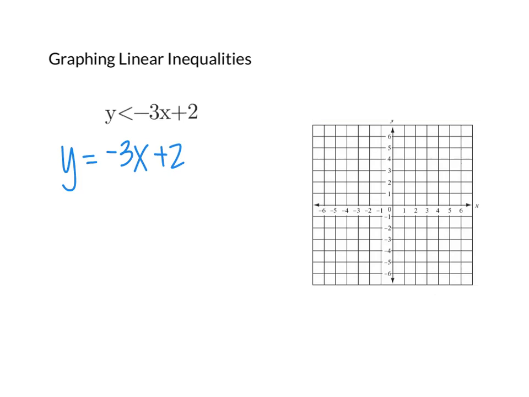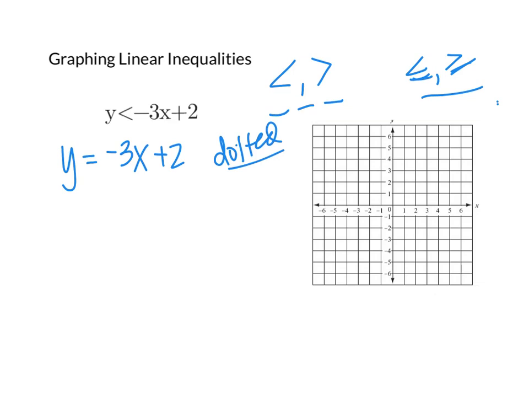But we're going to look at differences. If I have less than or greater than, then I'm going to use a dashed or dotted line. If I have less than or equal to or greater than or equal to, I'm going to use a solid line. So if I have this or equal to on the bottom, this line on the bottom, I'm going to have a solid line. So this one is dashed, so it does not have an equal to, so it's going to be a dotted or dashed line. Okay, so y equals negative 3x plus 2.